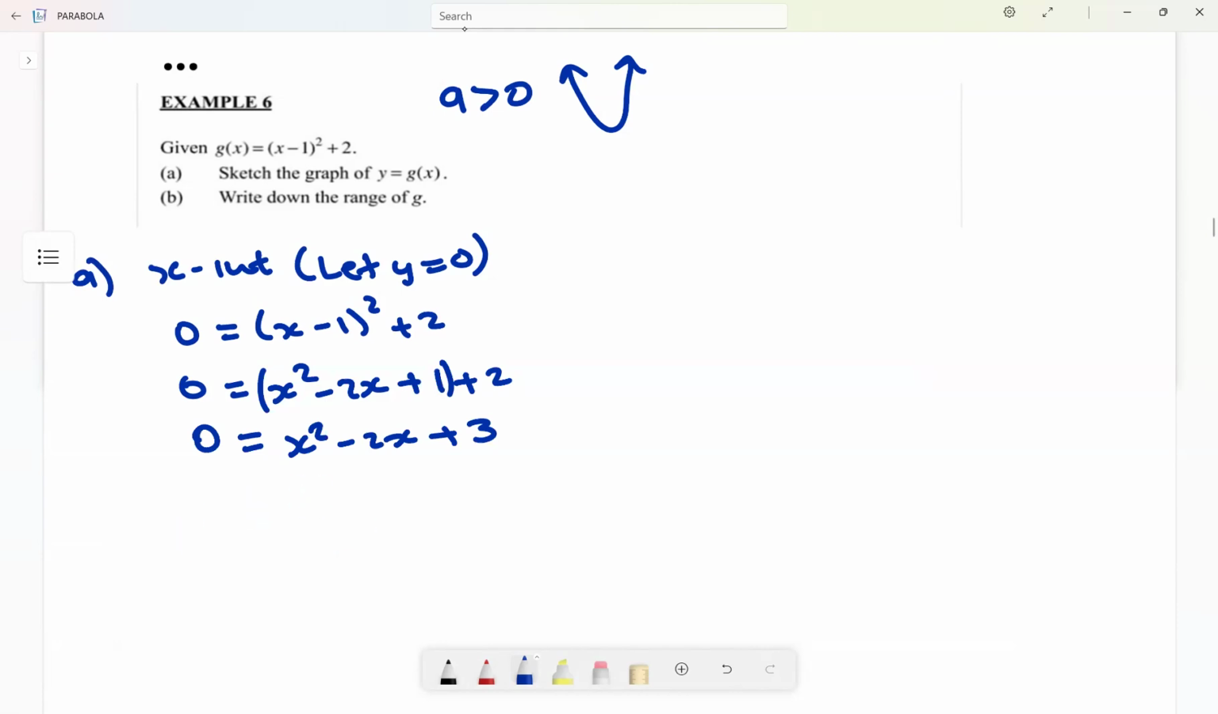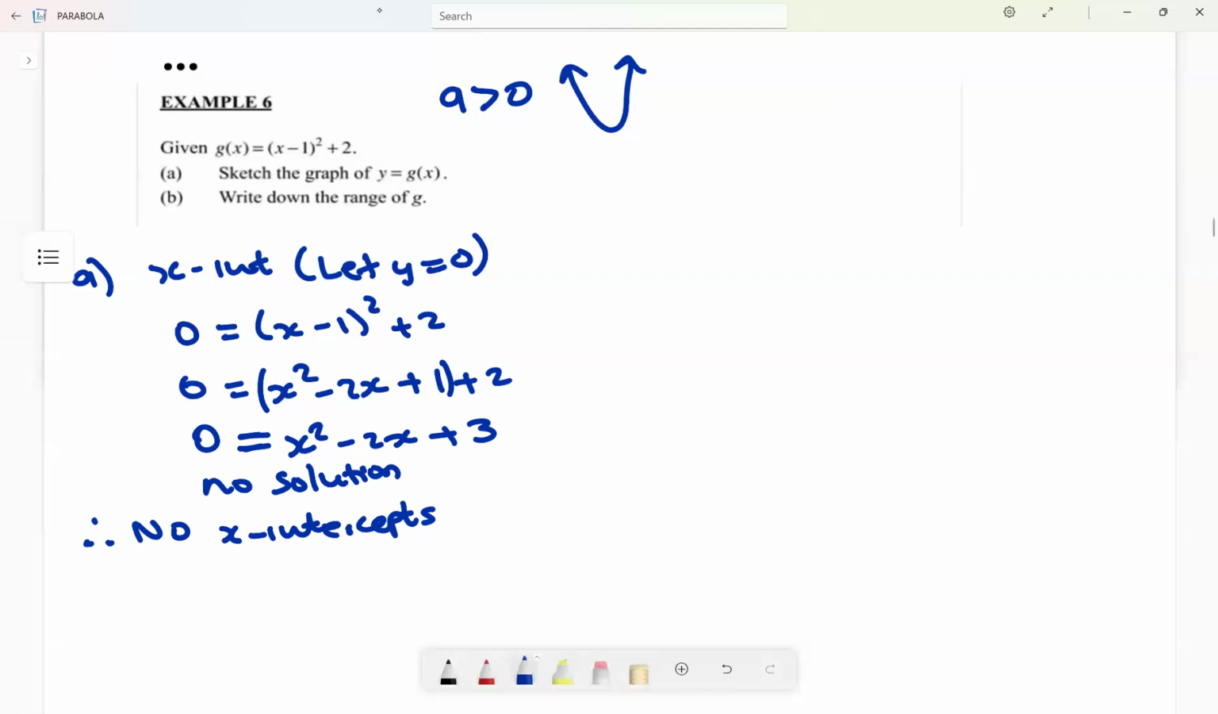There's no simplifying this again. Can you see that there are no factors of 3 such that when I add them, they give me negative 2 or 2? Therefore, since this is not possible, you can say no solution. What does no solution mean? It means there are no x-intercepts.